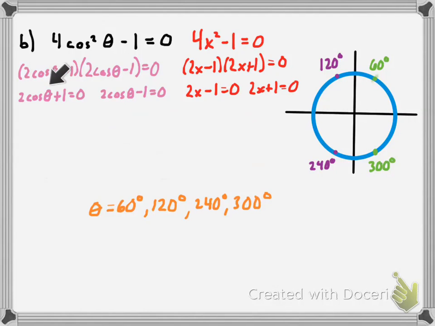Here you would end up with subtracting 1 and then dividing by 2. So you get cosine of theta is equal to negative 1/2. Right? Isn't that one of the equations we solved a moment ago? That's where we got the 120 degrees and the 240 degrees from. And then your other equation, you would solve by adding 1 to both sides and then dividing by 2. So you get the cosine of theta is equal to positive 1/2. And that's the equation we solved using the other method that produced the 60 degree and 300 degree results.